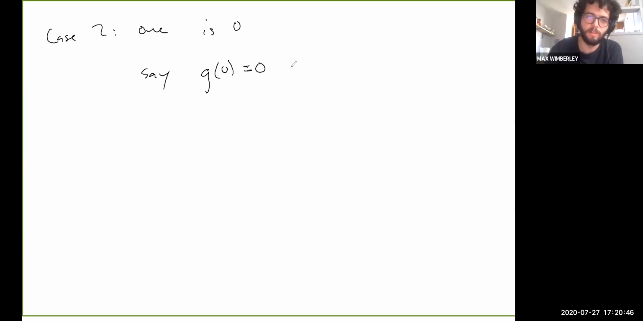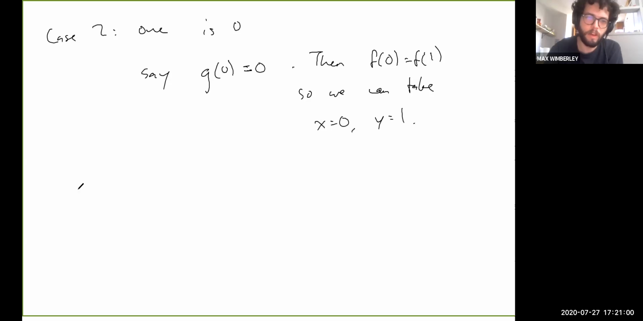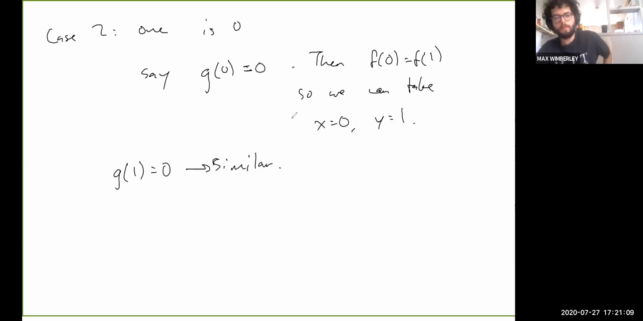Let's just say G(0) is 0, then f(0) equals f(1). So we can take x equals 0, y equals 1. And then if G(1) equals 0, similarly you can take x equals 1 and y equals 2. So that's kind of what I was really trying to say. It's probably not good to be in the habit of saying without loss of generality whenever you're trying to say that you can reduce to a particular case.